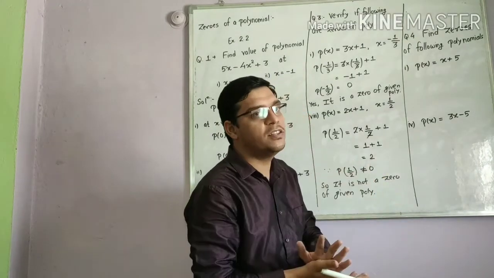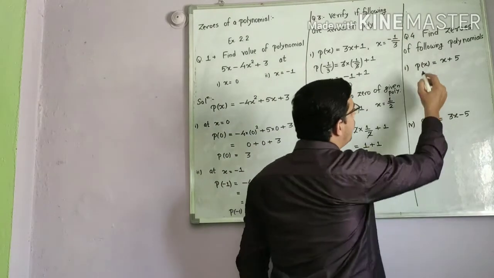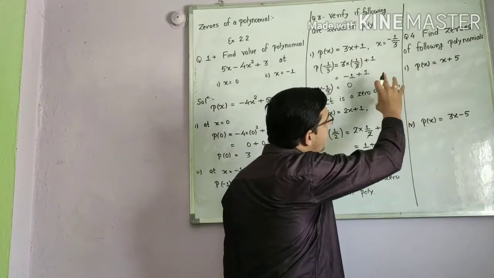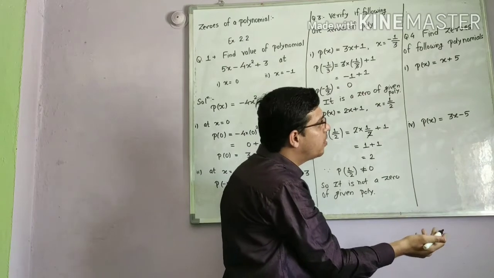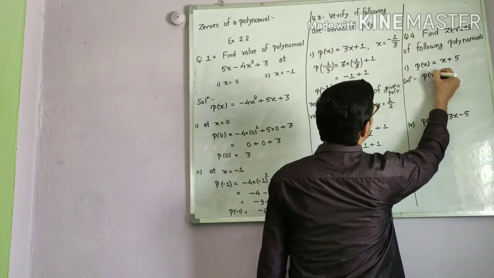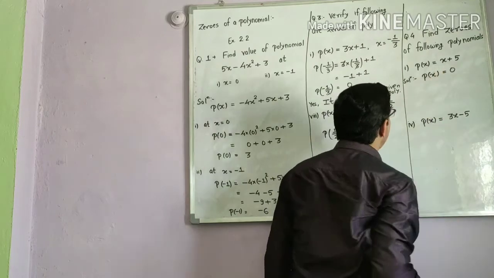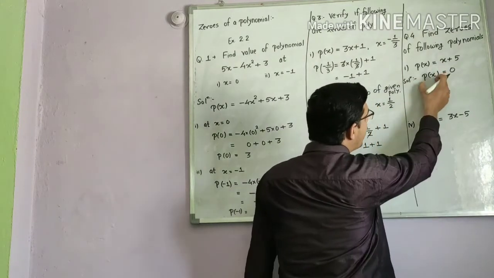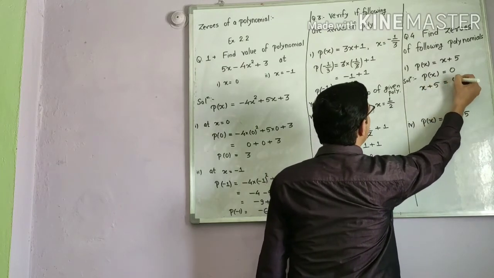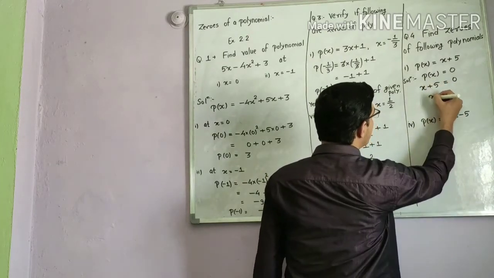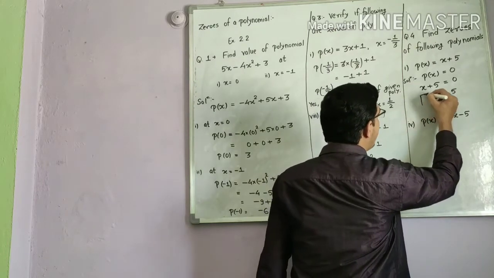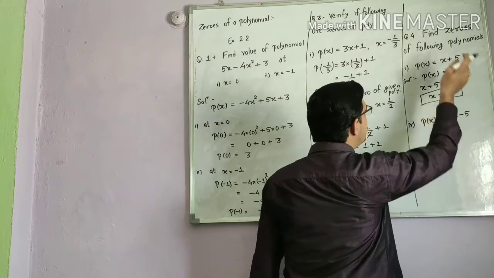Next, how to find the zero of a polynomial. Find zeros of the following polynomial. Now the polynomial is given, no number is given, and we have to find what its zero will be. So for that you just put p of x equal to 0. Now p of x is given as x plus 5. So x plus 5 is equal to 0. So x is equal to minus 5. So x equal to minus 5 is the zero of the given polynomial.